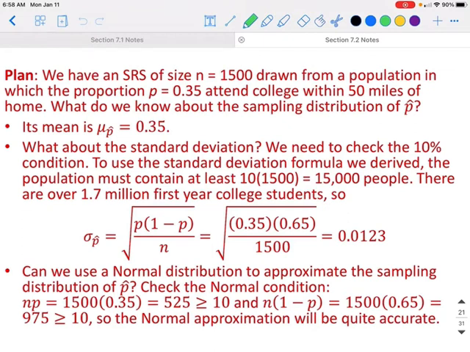So from here, this is where we do the do part of our problem. This is where we actually find all the calculations. So the plan is just making sure we can do everything and we have all the information we need to do those calculations. So on the do, when you're doing normal approximations, you can use the z values.